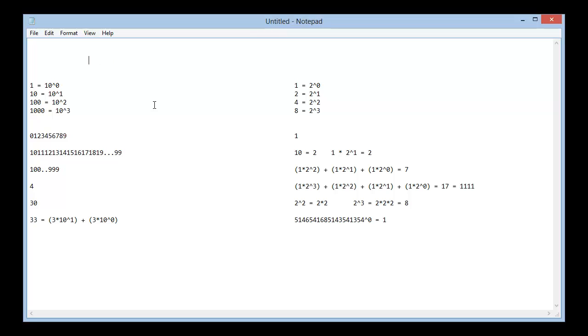Binary. Oh, I had caps lock on, didn't I? Binary.